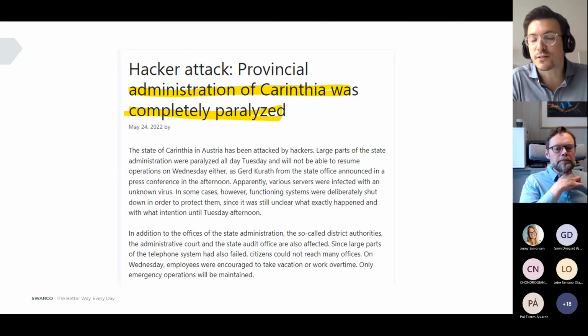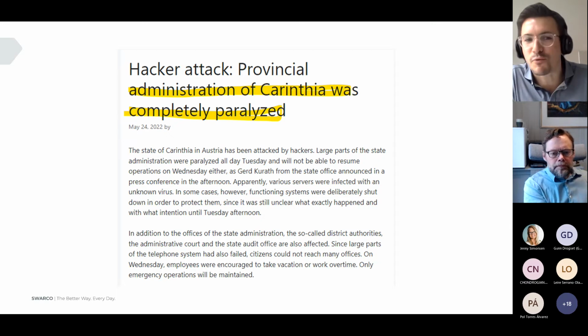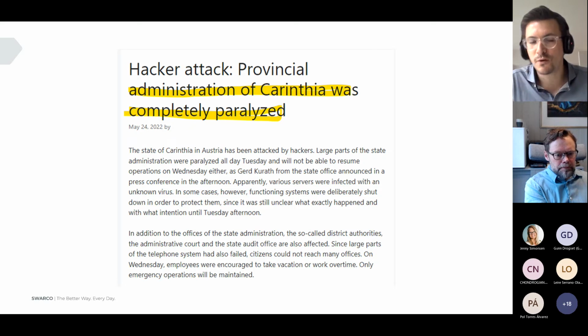So the first one is, for example, Carinthia. Some of you might know that it's a province or a state, one of the nine states in Austria. That complete state right now, as we speak, is completely paralyzed. The IT system has been compromised and is down. Number two, I didn't find an English-speaking snapshot for it.